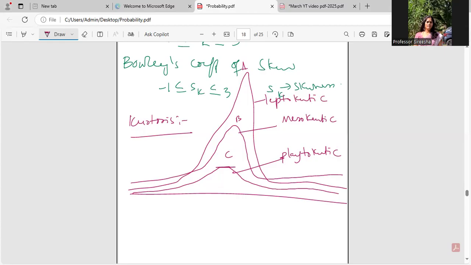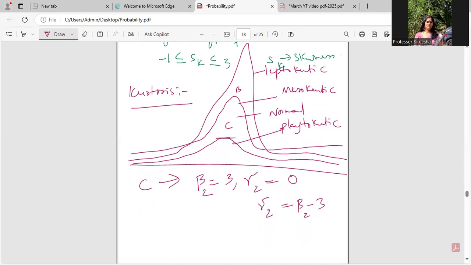Mesokurtic is for the normal distribution, guys, where mean, median, and mode coincide. The curve which is neither flat nor peaked would be called the normal curve. The ideal beta 2 value should be 3 and gamma 2 should be 0. Why? Because the gamma 2 formula is beta 2 minus 3. So gamma 2 should be 0.